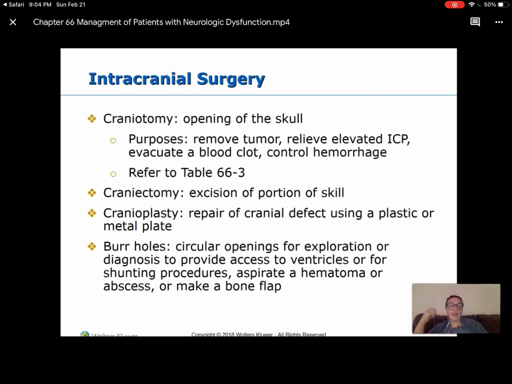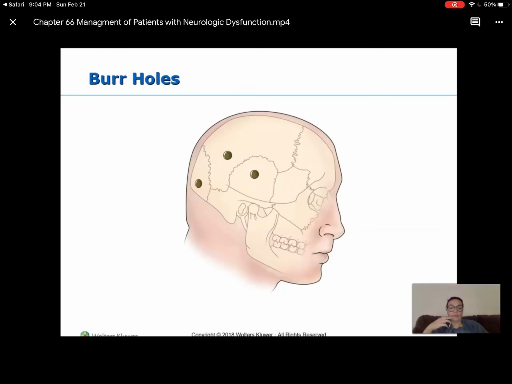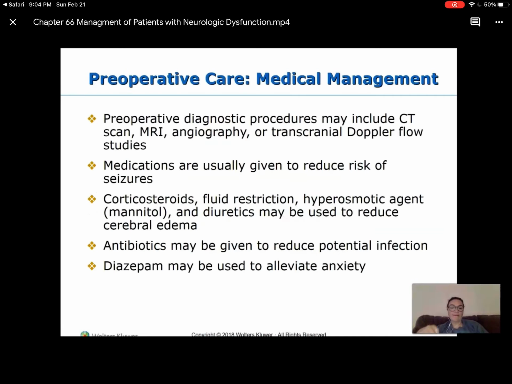Burr holes are another way of allowing an injury to heal and to release. This could be a fall to the head that caused a small bleed, and it will allow for that hematoma to be removed. Here's a picture of burr holes. If a patient has this type of surgery, they go straight to the ICU. A CT or MRI is some of the biggest studies prior to diagnose and understand that it's necessary to have this. Medications are usually given to reduce risk for seizures.